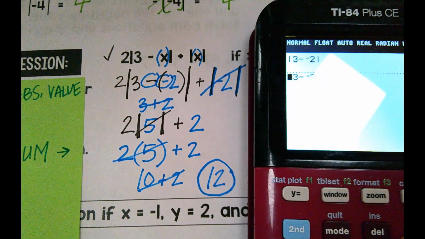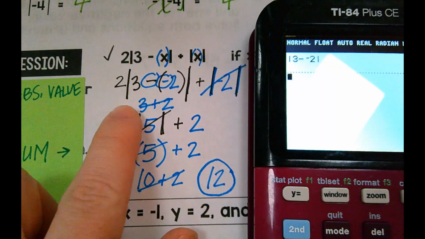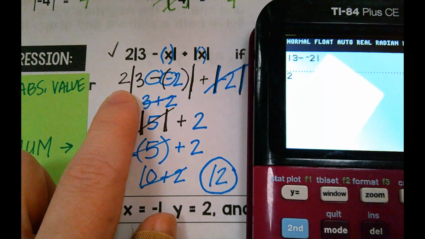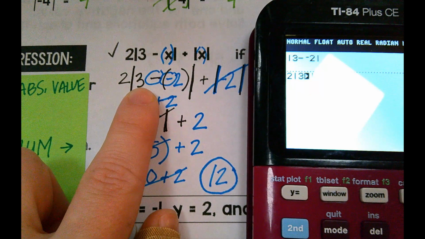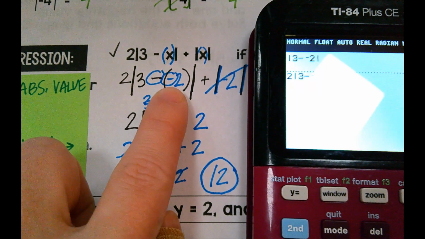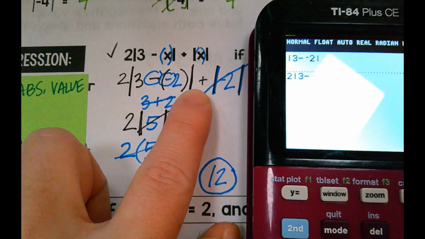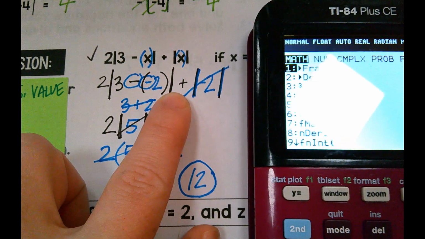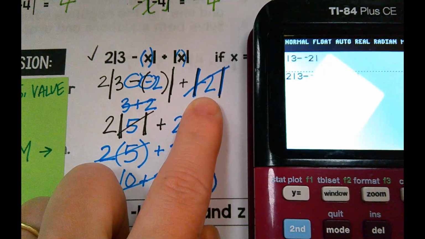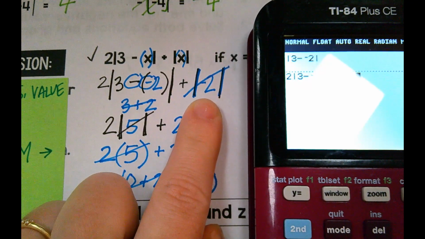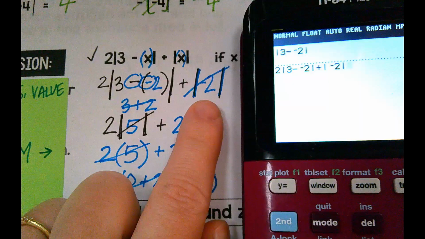I don't know if I can put it. Okay, here's what I'll have to do. I'll have to type in the 2 first, then math, absolute value, 3 minus -2, arrow out of that, plus math, absolute value of -2. So here's the whole problem we just worked out on paper. Let's see if it works.